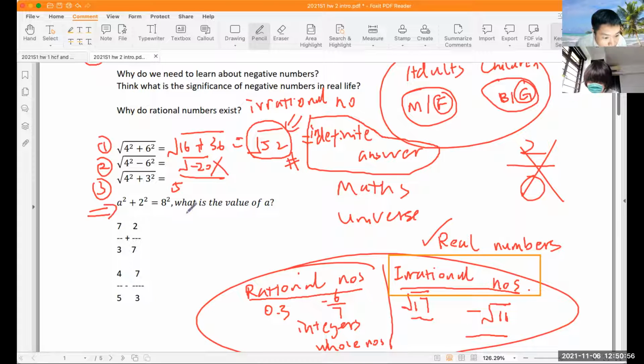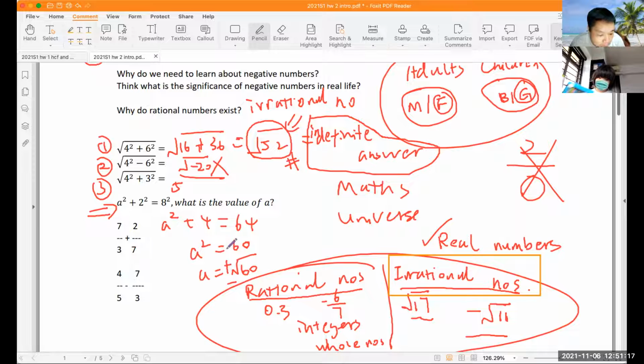For question 3, let me continue. So you have 4, and then you have 8, 64. So you have a squared equals to 60. So you just have a equals to square root 60. In fact, you have plus and minus. So your answer is plus square root 60, or minus square root 60. That's your answer.